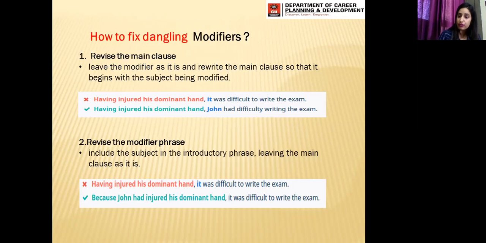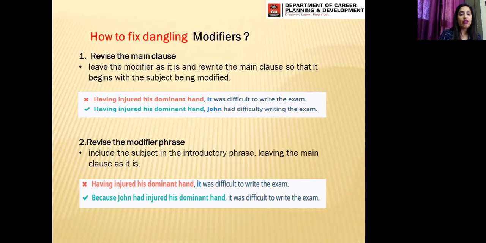No, you have different solutions. You have different methods to work upon them, solve them, and correct them as well. Now, the first one is to revise the main clause. The main clause of a sentence includes the subject and the predicate. It includes the noun or the pronoun, plus the verb itself.